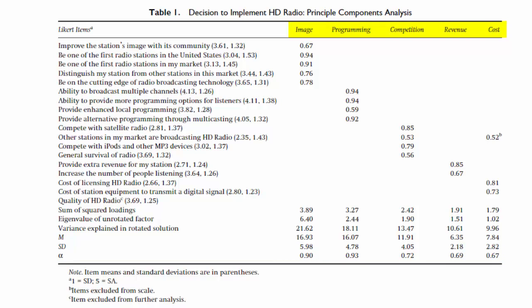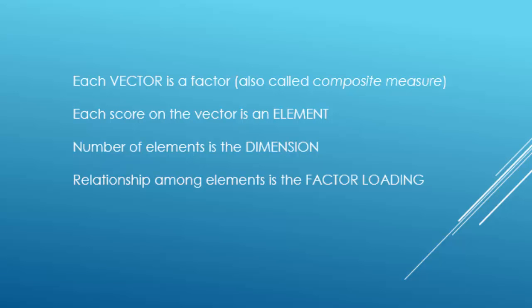Thus, factor analysis is an advanced multivariate process that creates vectors for groups of variables. Each score in the vector is an element, and the number of elements in the vector is the vector's dimension. The degree to which each element is correlated with other elements in the same factor is called a factor loading, very similar to a correlation.